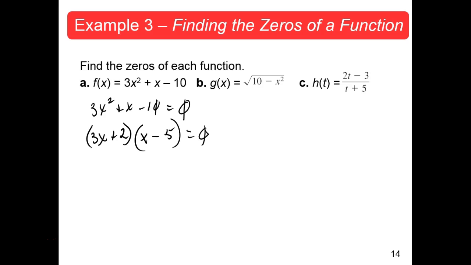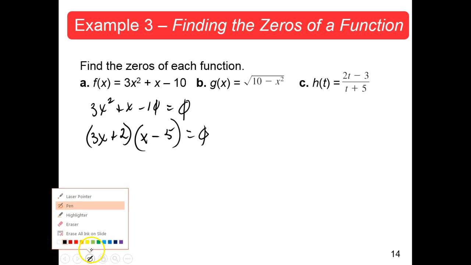3x times x is 3x squared. That part works. Then you do the outer. Minus 15x plus 2x. That's going to be minus 13x. Doesn't work. Guess what? Wrong number. Now, that sounded like a wrong number too, didn't it? Since it's a wrong number, let's swap the numbers. If it's a wrong number, change the numbers.